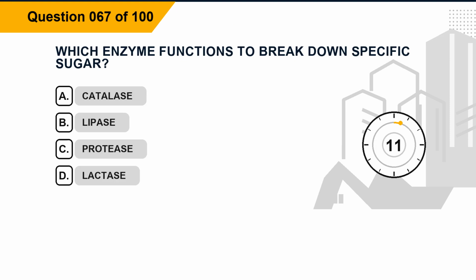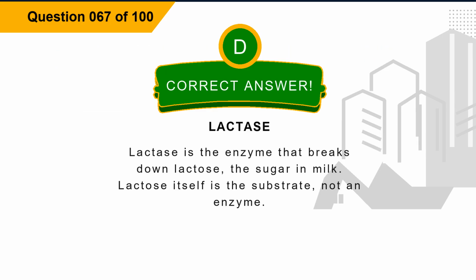Question 67. Which enzyme functions to break down specific sugar? Option A, catalase. Option B, lipase. Option C, protease. Option D, lactase. The correct answer is option D, lactase.